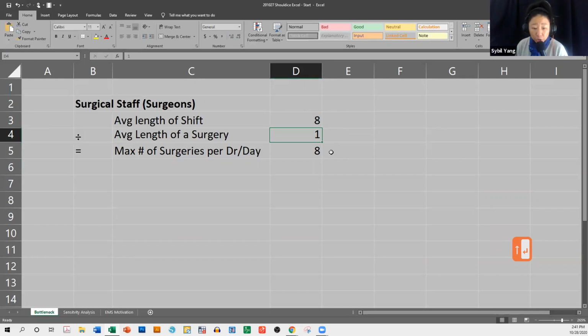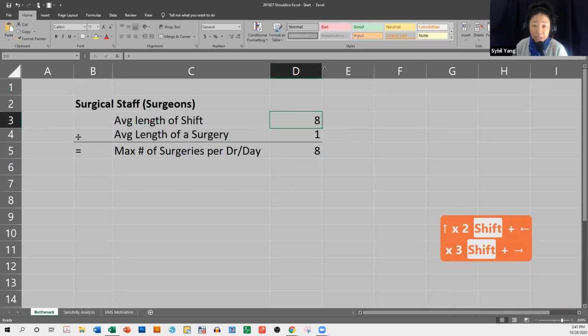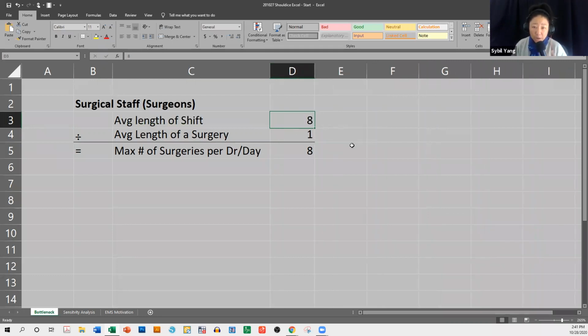That assumes no lunch, no breaks, and that they don't even do clinic duty, right? So we remember from the case that some of those doctors only perform surgery in the AM and then they don't perform surgery in the PM. So you can play around with this 8 depending on what assumptions you want to make.